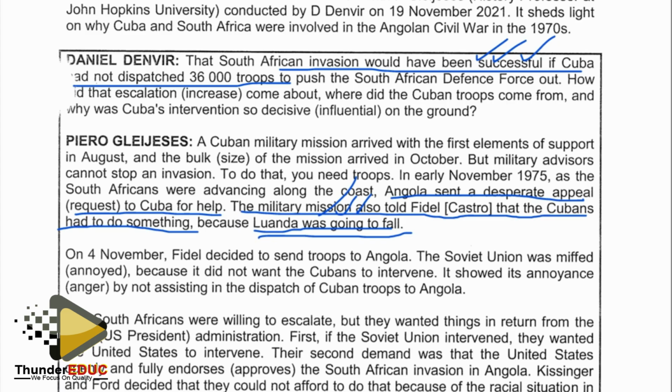So they had to ask for reinforcement because they felt threatened by the coming invasion by South Africa, which was targeting the capital of Luanda. Right, that is the response to that question. Move to the next question.